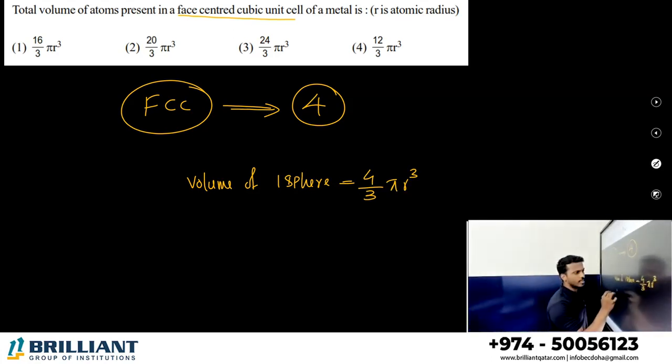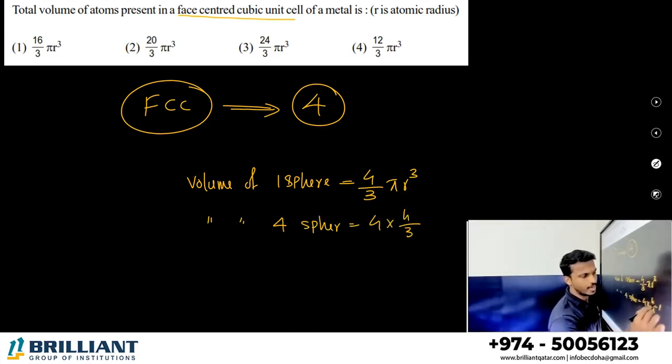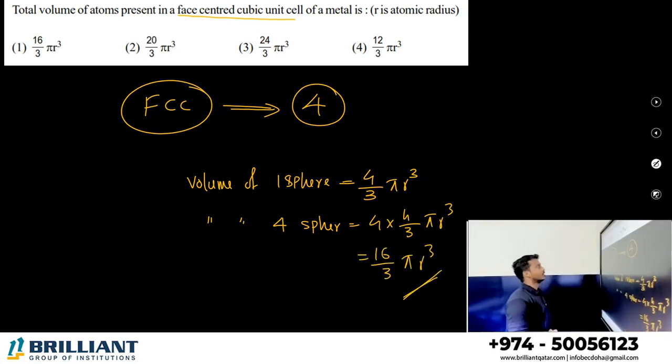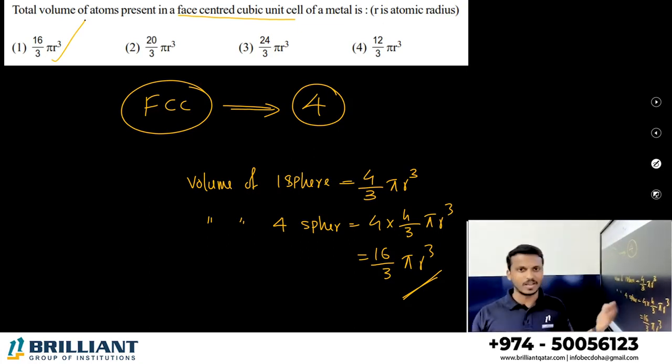So what is the volume of 4 spheres? It will be 4 into 4 by 3 pi r cube. So 4 into 4, 16 by 3 pi r cube. What is the answer? 16 by 3 pi r cube, option first one. The same question they can ask you with BCC sometimes. BCC means total how many atoms? 2. So 2 into 4 by 3 pi r cube, 8 by 3 pi r cube, like that. They can change the system.